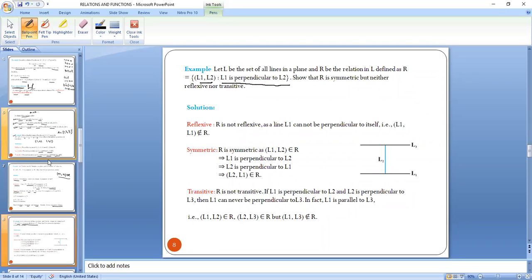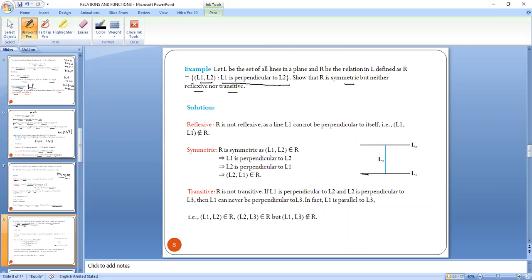Previously we have taken two triangles: triangle 1 is congruent to triangle 2. Now we are taking lines: line 1 is perpendicular to line 2. I have made a diagram also that this line L1 is perpendicular to L2. We have to show that R is symmetric but neither reflexive nor transitive. This we have to show.